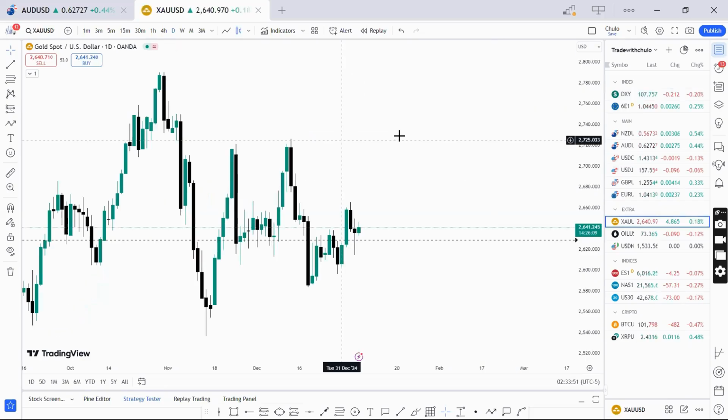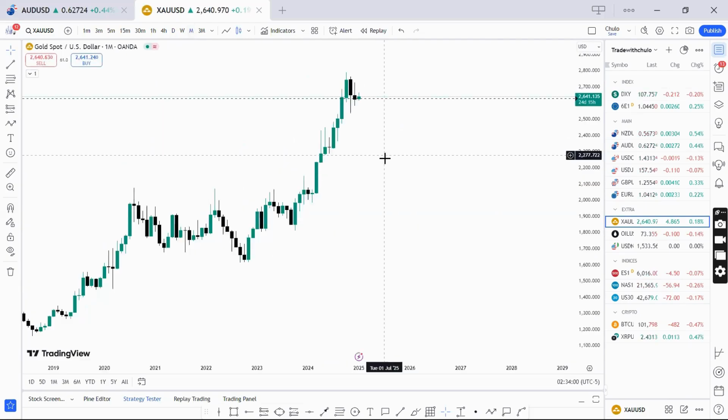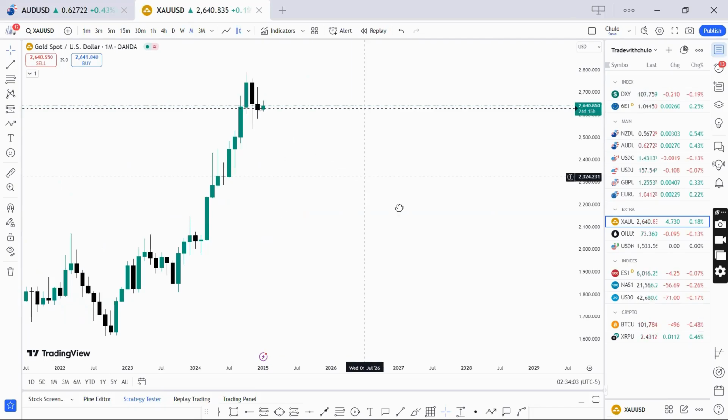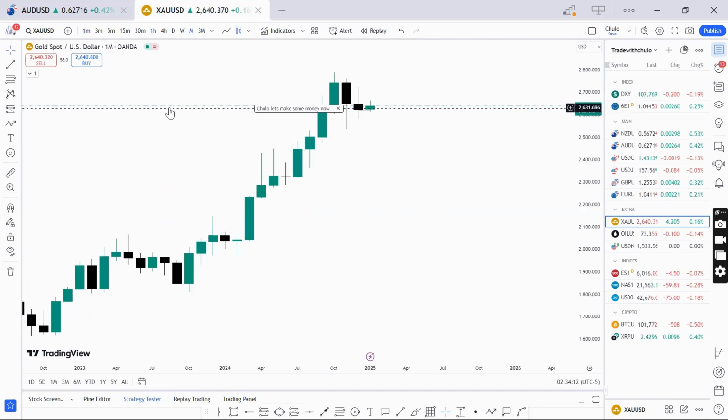Let's quickly take a look at gold. I was actually waiting for these gold buys yesterday, but it didn't come back to my point of interest. This is how you can clearly see I set an alert here yesterday, but price didn't trigger me yesterday.